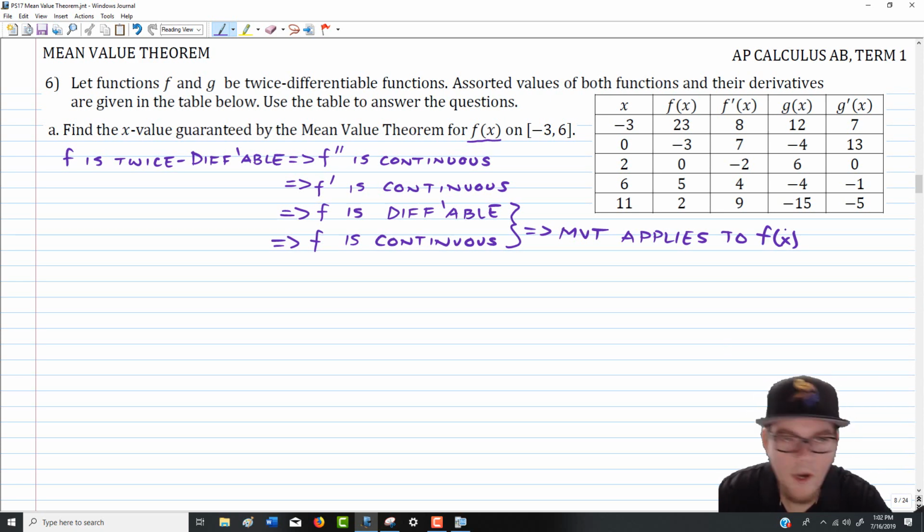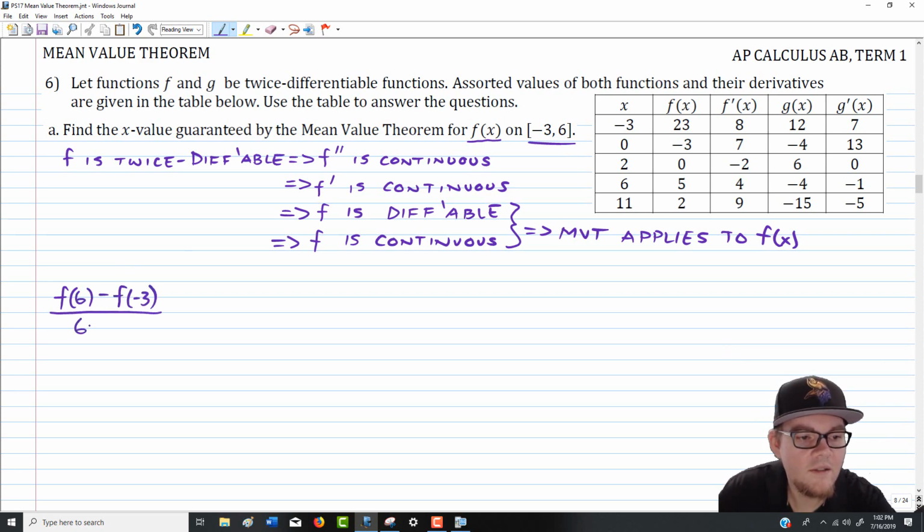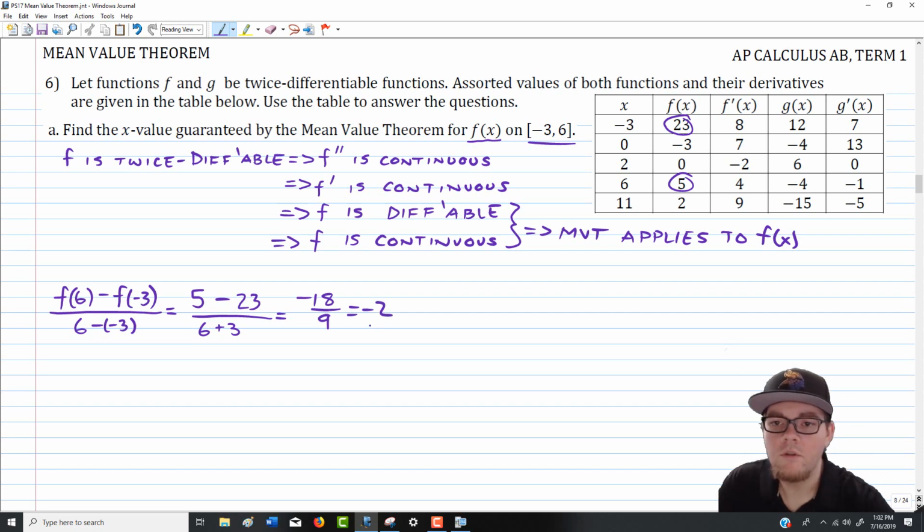So with that out of the way, there's your one explanation, the one time we're going to go through all that in depth and be able to say that this makes f applicable for the mean value theorem. Otherwise, we need to figure out the statement. In our case, we're looking on the interval from -3 to 6. So we want f of 6 minus f of -3, all divided by 6 minus -3. We'll just find those values now. f of 6 is 5, minus f of -3, which is 23, all over 6 plus 3. That's going to be -18 over 9, equals -2.